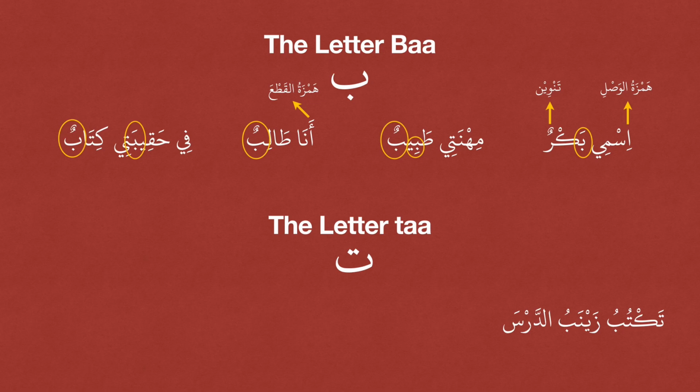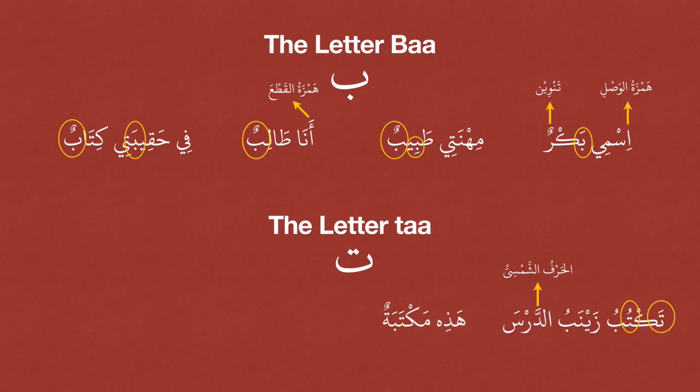Here we have the letter Ta here and here. The letter Dal is a solar letter, and in this case Lam of Al will not be pronounced. Rather, it will be assimilated to Dal, which is indicated by Shaddah on Dal. We will find Shaddah on all of the solar letters when they are prefixed with Al to indicate the assimilation.